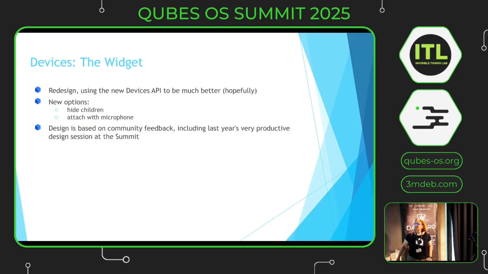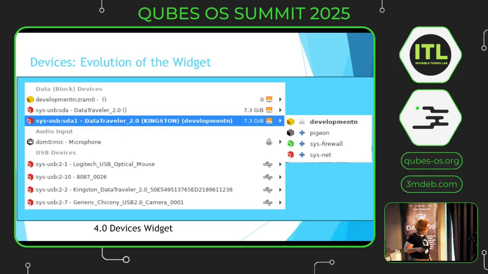Main thing is we are continuing the work on devices. As in Piotrek's talk before, you have heard we have the new devices API that gives so much more power. And so I used it also to redesign a bit the devices widget and device settings to give you more control, more fun options. A lot of the design is based on community feedback, including the last year's extremely productive design session on this summit, so thank you all.